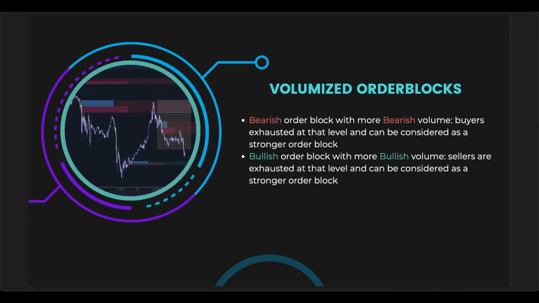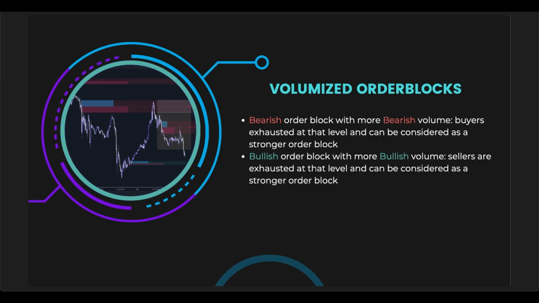Alrighty, so now we have volumized order blocks. So very simple, bearish order blocks with more bearish volume means buyers are exhausted at that level and can be considered as a stronger order block. Bullish order blocks with more bullish volume, sellers are exhausted at that level and can be considered as a stronger order block. So I'm going to show you real quick how that looks on the charts and why that can be very important.